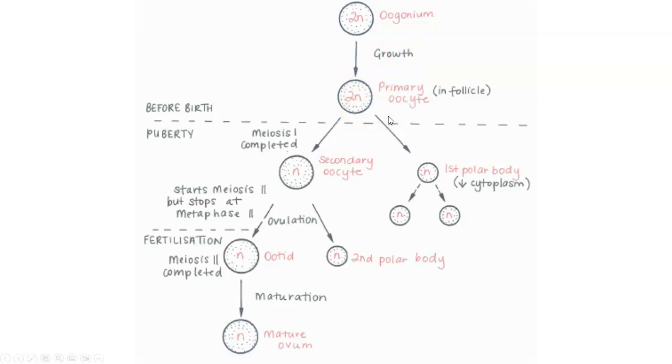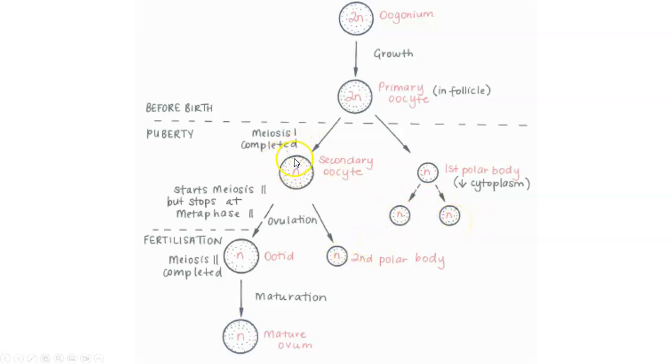This primary oocyte is formed in the womb before birth, and we only go through prophase 1 of meiosis 1 here. At puberty, meiosis 1 restarts and is completed, and we end up with a secondary oocyte and the first polar body. Polar bodies are smaller because they have much less cytoplasm, but they still contain half of the chromosomal information. Sometimes the first polar body can split into 2 other polar bodies, which accounts for the 3 polar bodies.